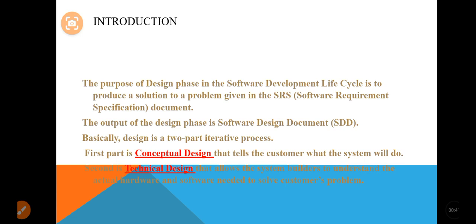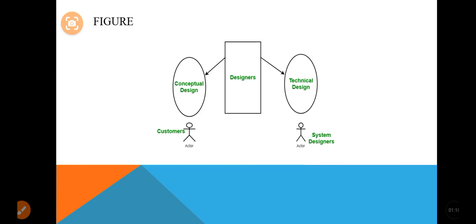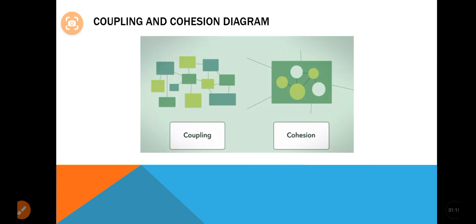Introduction. The purpose of design phase in the software development lifecycle is to produce a solution to a problem given in SRS. SRS acts as input and we will get SDD, software design document, as output. So design has two parts. First one is conceptual design, second one is technical. Conceptual design tells the customer what the system will do, and technical design allows the system builder to understand actual hardware and software needed. In diagram, we can see conceptual design for customers and technical design for system designers.